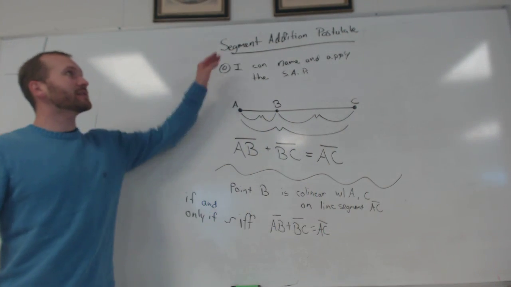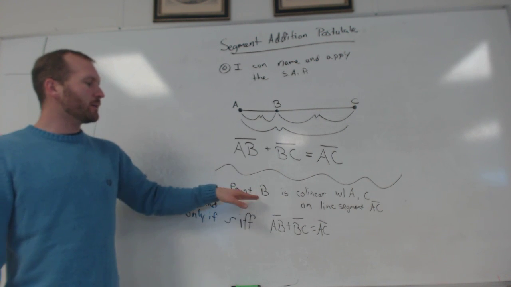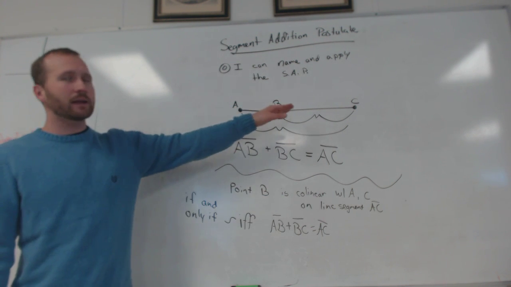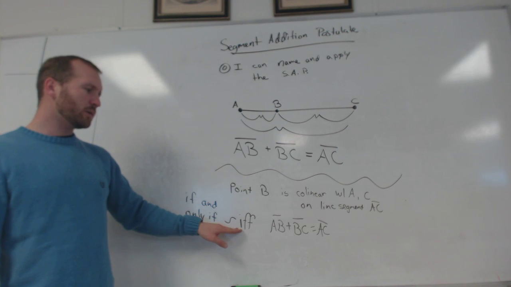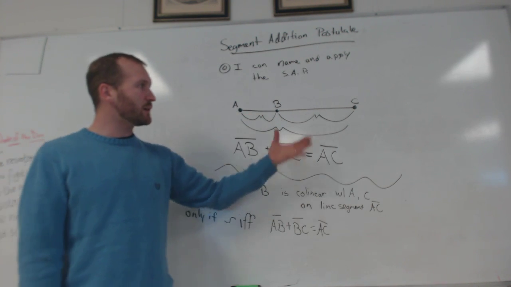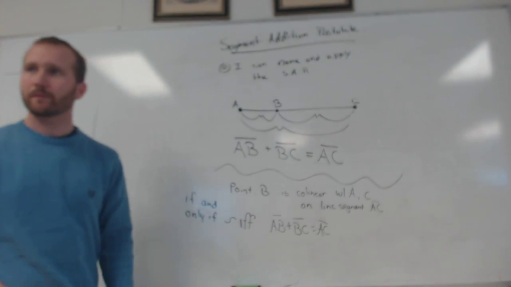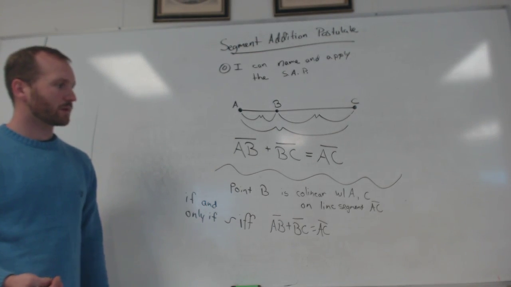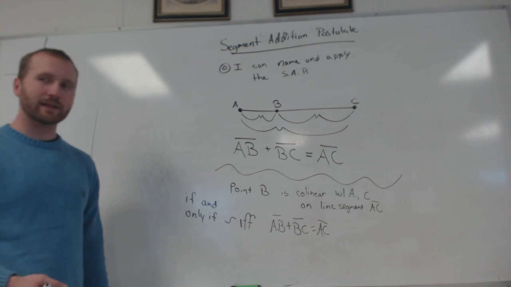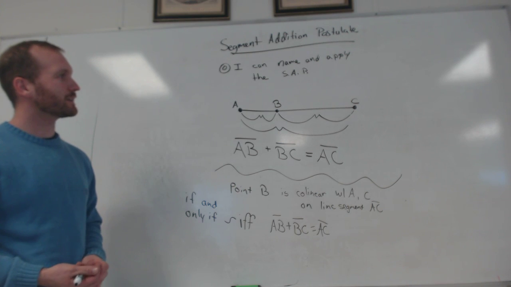So, the segment addition postulate says, if point B is on line segment AC, if and only if AB plus BC equals AC. And that's it. That's your first geometry postulate. That's it. That was easy.